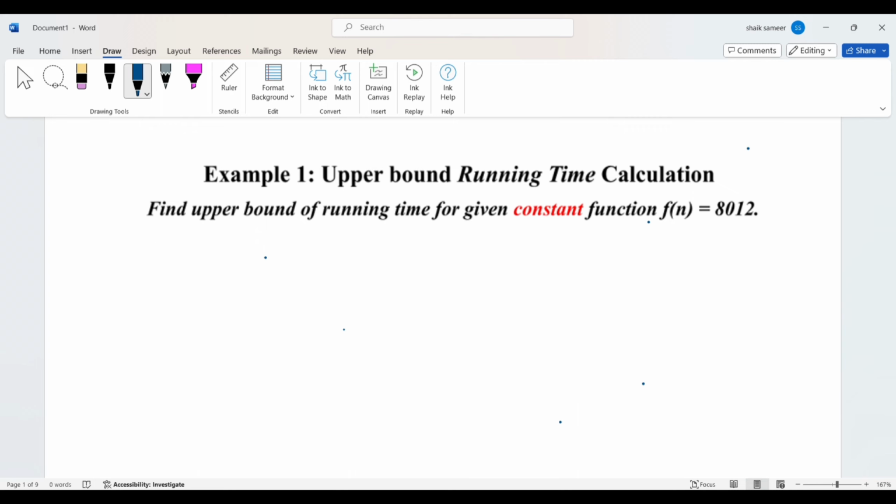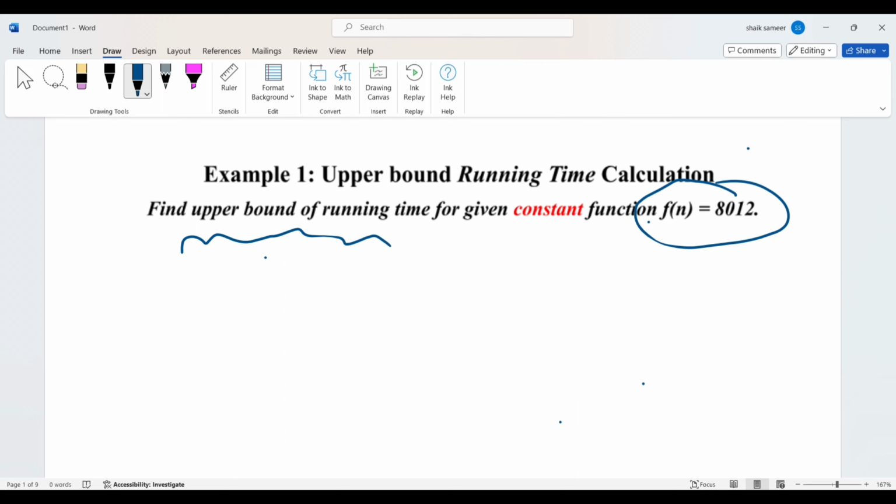Here is the first question shown on the screen. We have to find the upper bound of running time for a given constant function f of n equal to 8012. First, you have to identify what type of function is given. F of n equal to 8012 is a constant function. For this function, you have to find the upper bound running time, which is nothing but BIGOH notation.